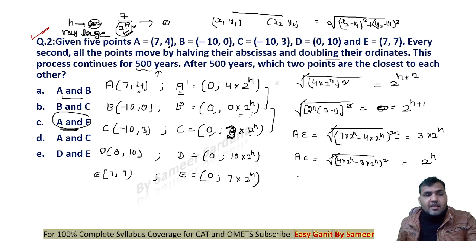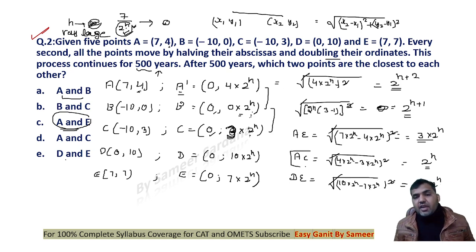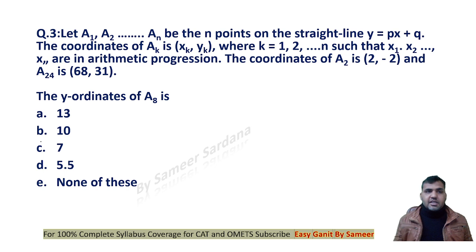Okay. And then we have finally D and E. You see that the D and E difference would be again the square root of x2 minus x1 square, y2 minus y1 square. This gets cancelled, right? This will be equal to 3 multiplied by 2 power n. Now you see that if I have to see which of these 2 points are closest, the least difference is between the points A and C, that is 2 power n. All you have to do is compare all these values, right? So the answer to the question will be D option. A and C will have the least distance.